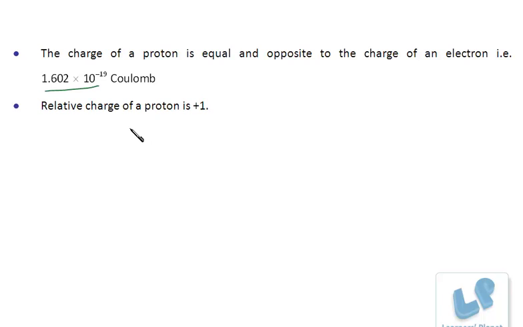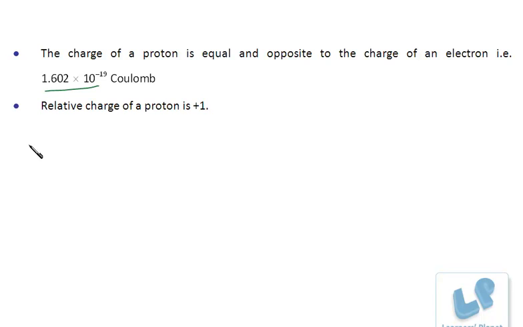So how can you define a proton? Protons are the fundamental material particles present in an atom which carry a unit positive charge, that is 1.602 × 10^-19 coulombs, and a unit mass of 1.67 × 10^-27 kg. So the anode rays are composed of these positive particles, the protons.